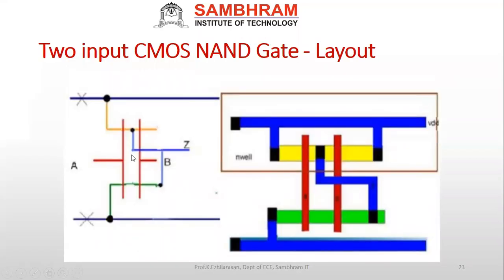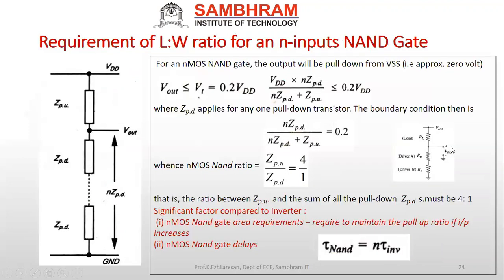We already studied the stick diagram and the layer diagram for NAND gate. No need to explain this. See here now, let us see the requirement of L by W. This is what I said, right? The requirement of L by W ratio for an N input NAND gate. See, this is nothing but your NMOS based. Okay, in the NMOS base here, this is our pull-up transistor. That is a pull-up impedance, we said pull-up. Then finally here, pull down. The pull down will have N number of transistors you can use.